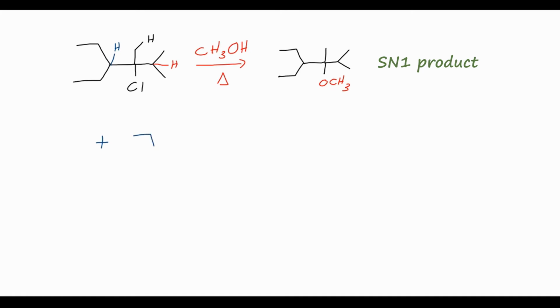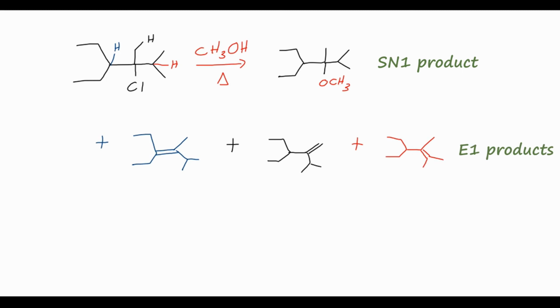So you can imagine if we eliminate the blue hydrogen here, we'll end up with this alkene, so the double bond will form between these two carbons here. If we eliminate the black hydrogen, then we'll end up with this sort of terminal alkene. And finally, eliminating the red proton will give us this other internal alkene, different from the first one. And these could all be plausible E1 products from our reaction with methanol, because all of those protons are adjacent to the carbocation that would form, and therefore they could be eliminated to form these alkenes.